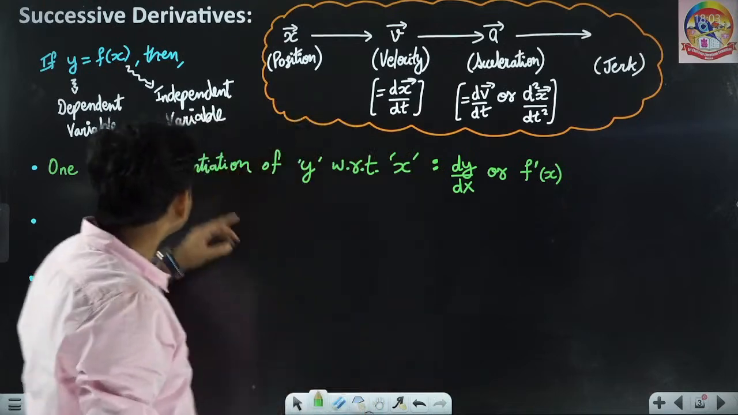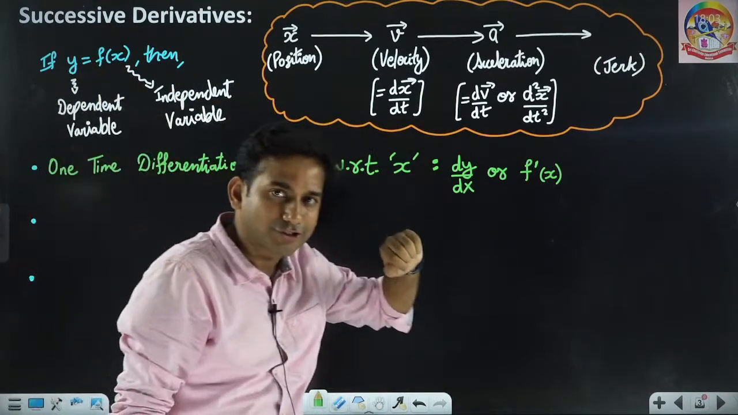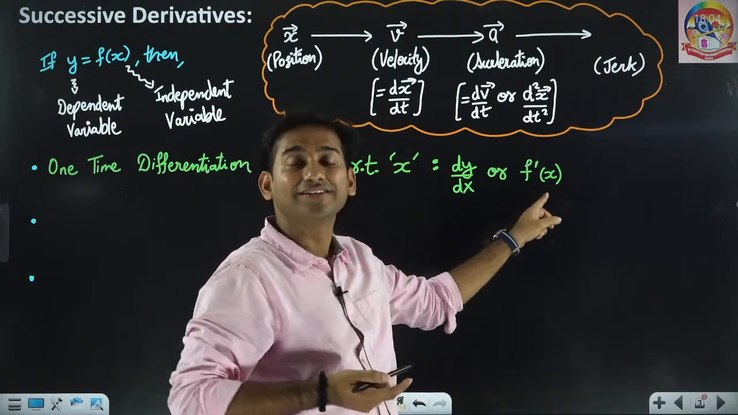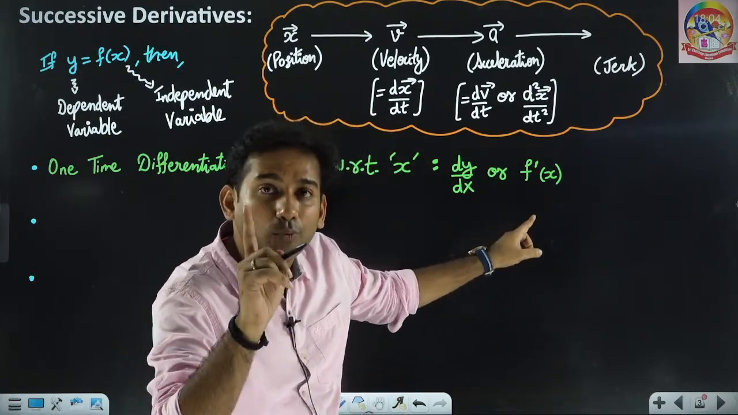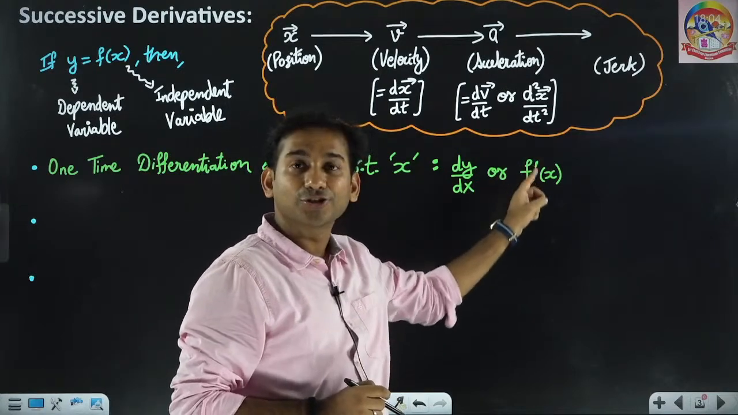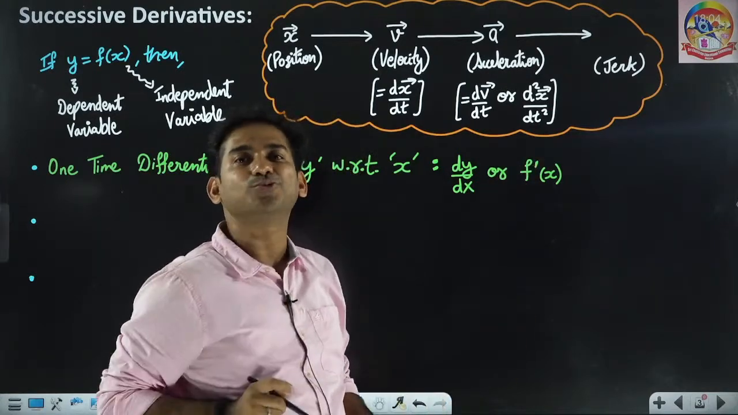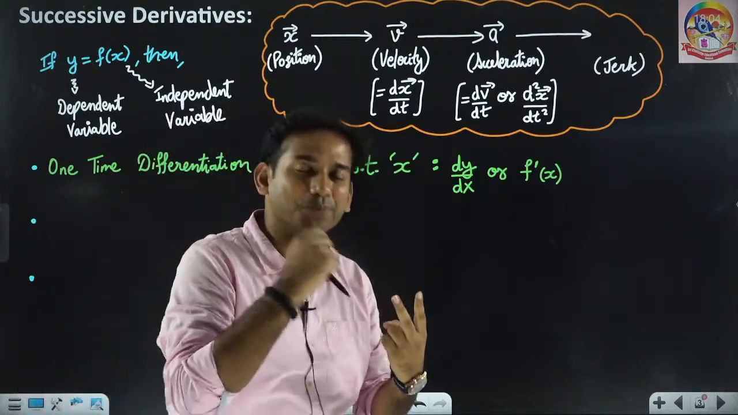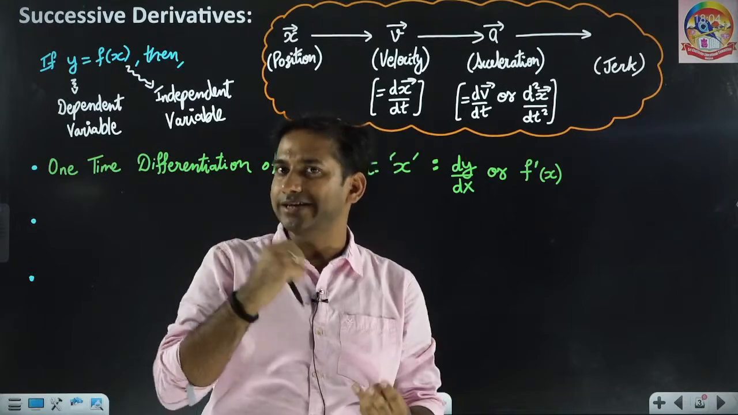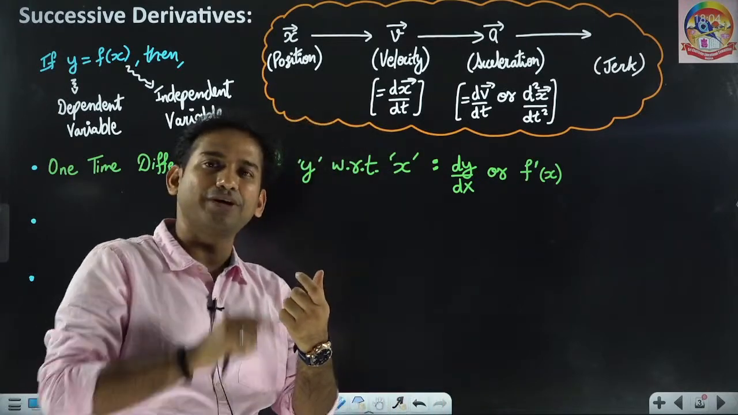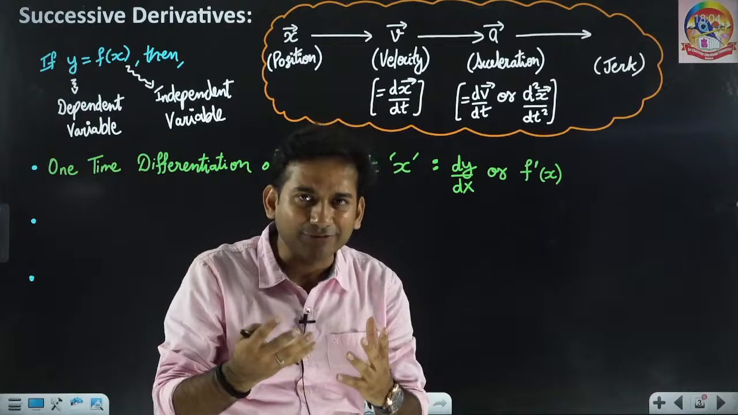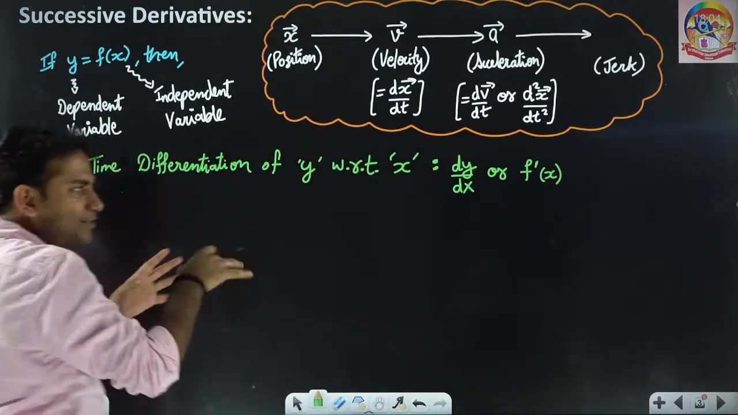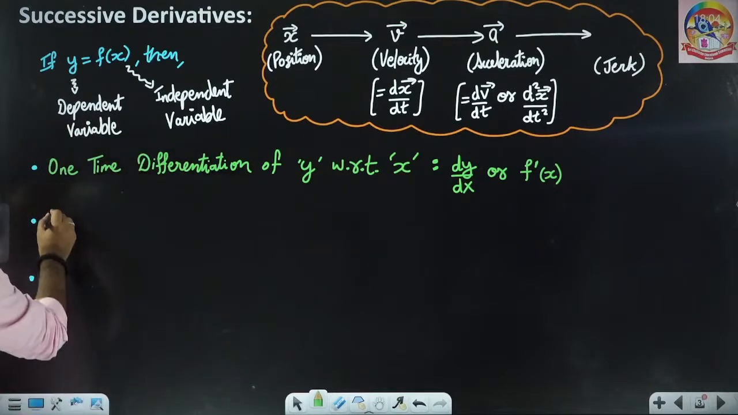f dash x means, if f(x) is the function, f dash x means differentiation of this function with respect to x one time. Single dash in Roman numerals means 1. Double dash means 2. Triple dash means 3. 5 in Roman you write as v, and 10 in Roman you write as x. Remember, no? So this is just a notation.